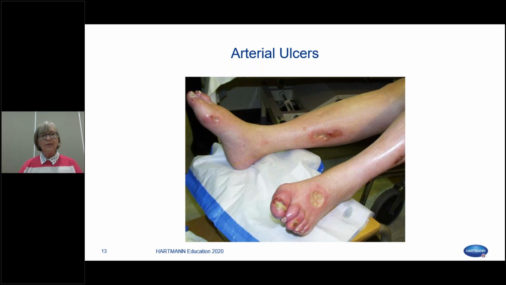Now we're going to look at arterial ulcers. Here are some legs that clearly have a severe level of arterial disease. You can see the round cut-out ulcers clearly delineated and coated in sloughy tissue, the shiny hairless skin, the cyanotic toes, and if you were to touch these legs, they'd feel quite cool, I'm sure. This poor patient is probably in a lot of pain.